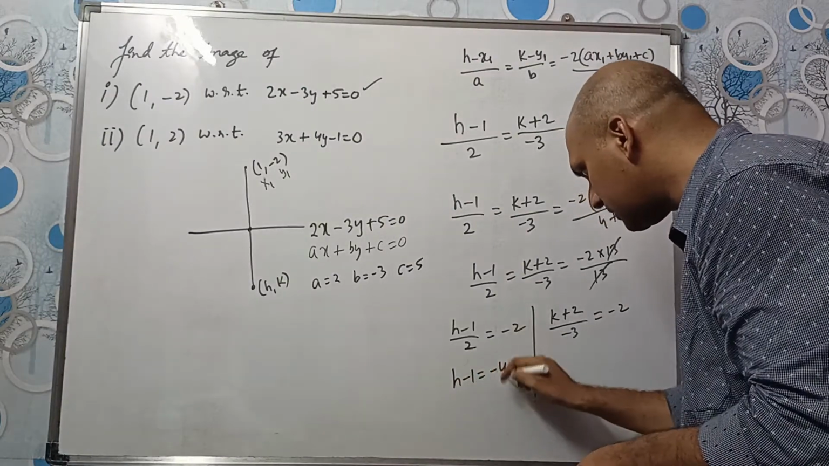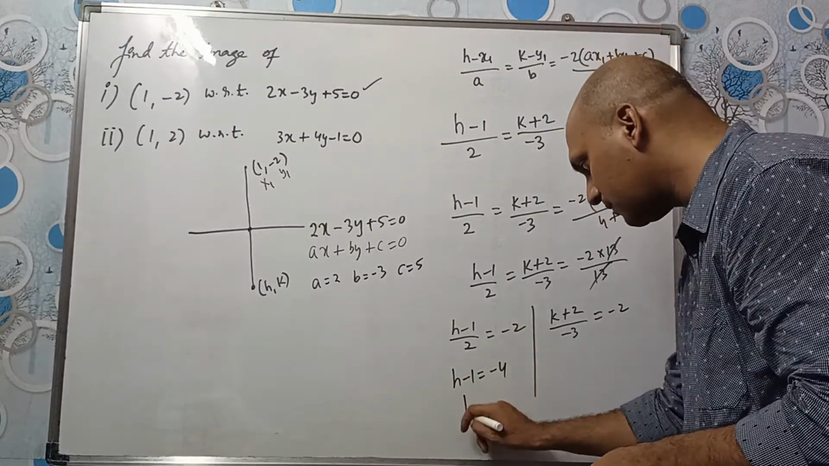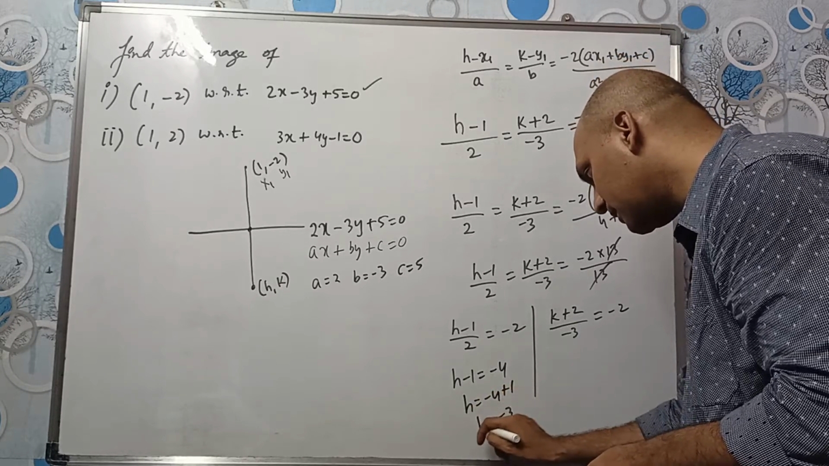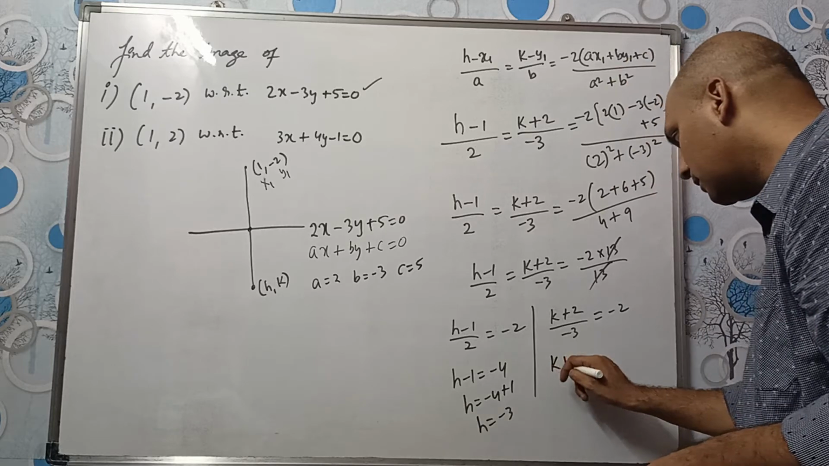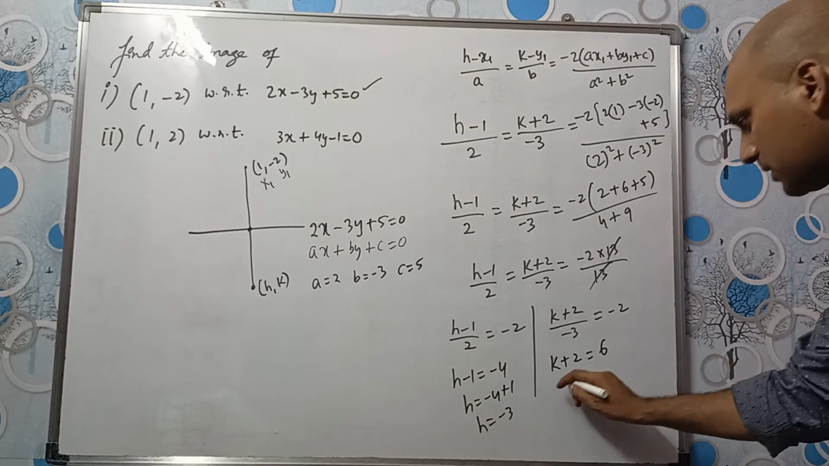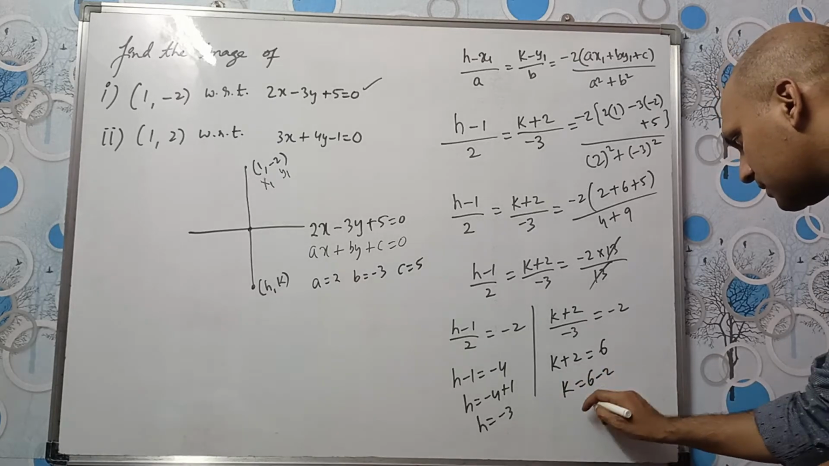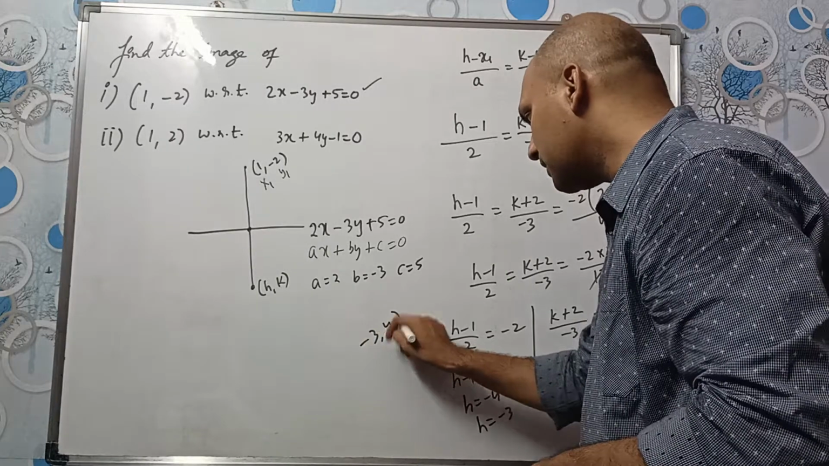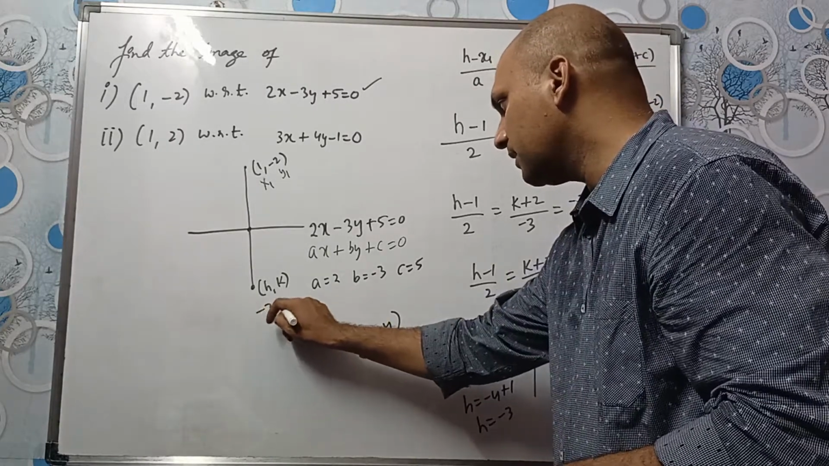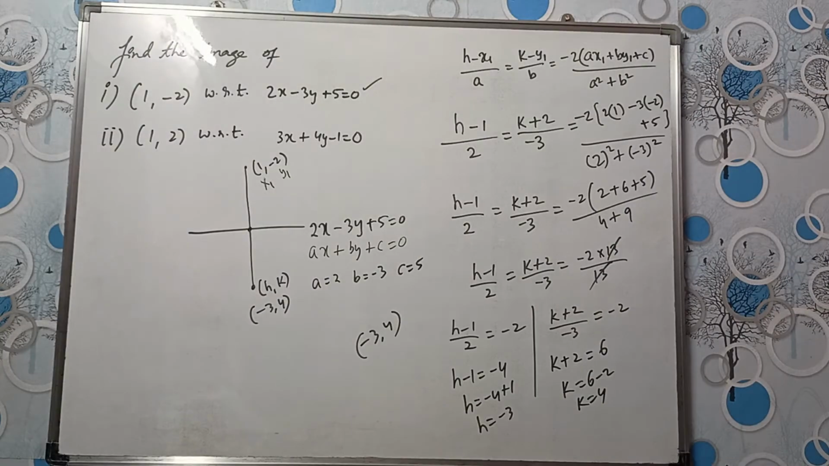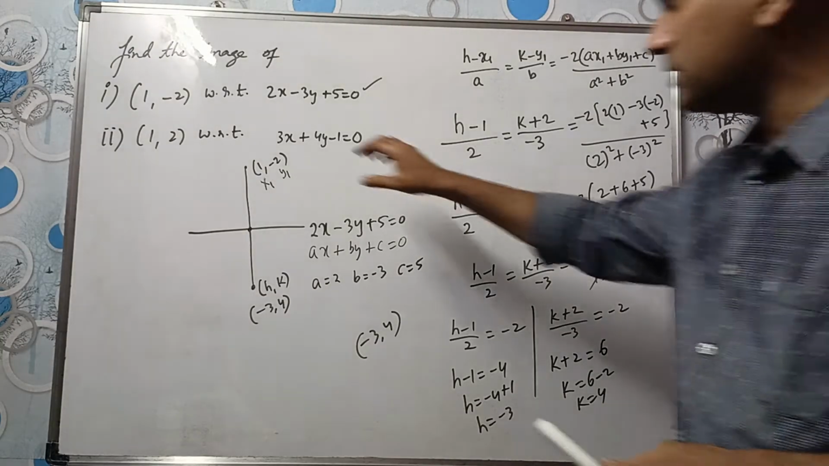2 goes on the other side, it will multiply with 2, so it is minus 4 plus 1, minus 3 is the value of h. k plus 2 is minus 3 multiplied by minus 2, which is plus 6. 6 minus 2 is equal to 4. So the image is minus 3 comma 4. So this is minus 3 comma 4. Okay, I hope this is clear. Please solve the second bit.